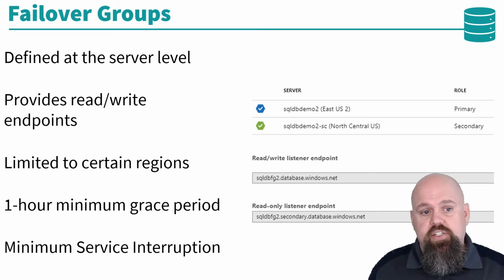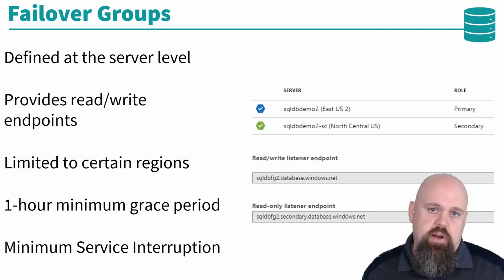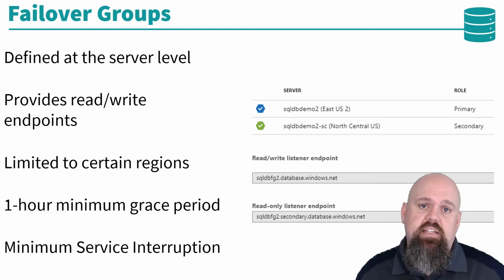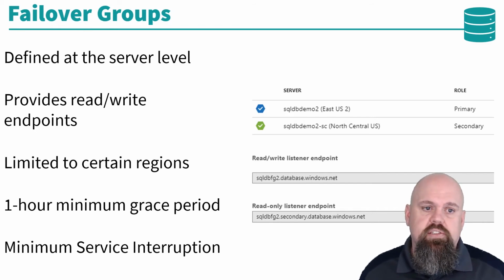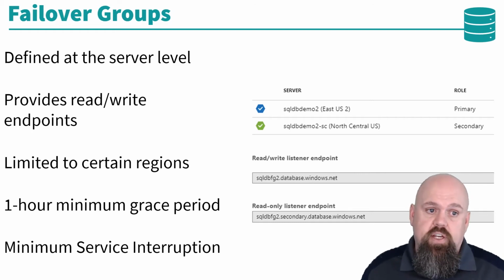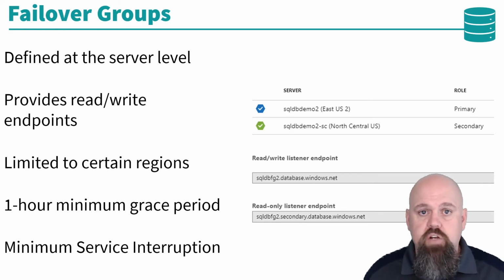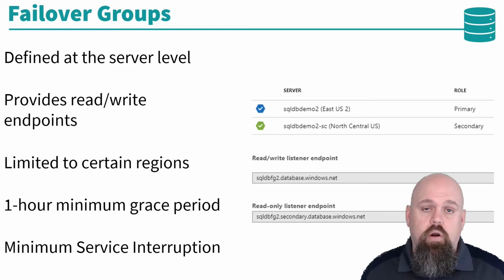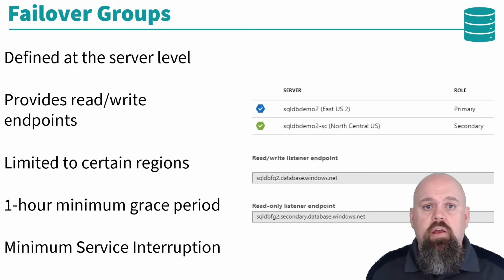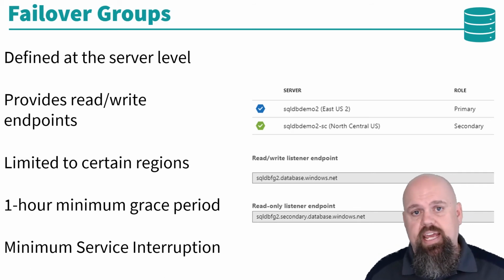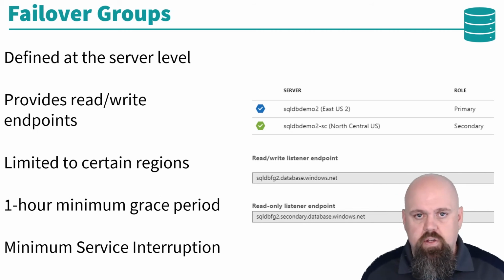It's limited to certain regions. It does have a 1 hour minimum grace period. The reason behind that is that failover groups utilize availability group technology under the hood, and it's asynchronous in nature, just like Geo-Replication. That grace period, in the event of an automatic failover from the service, means it waits 1 hour. That's the minimum amount of grace period you can specify. It waits that 1 hour to ensure any transactions in flight have time to get to the secondary and get committed before the failover happens.